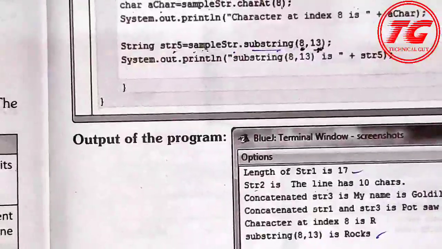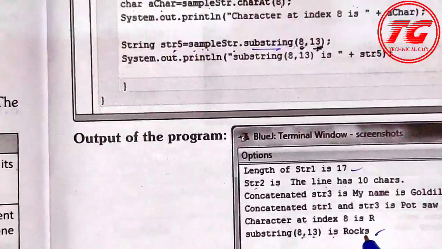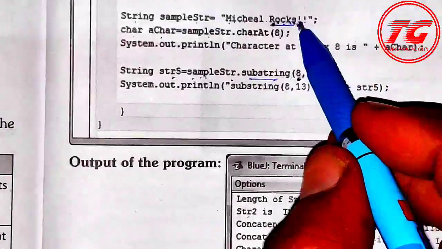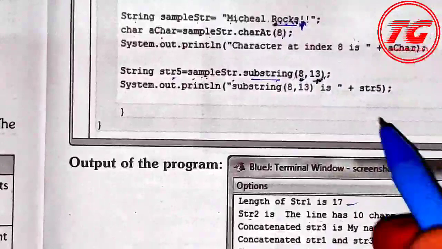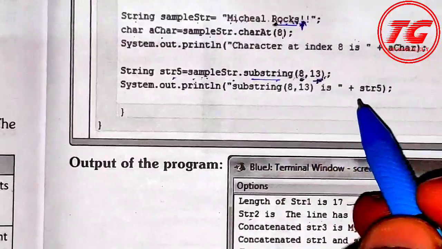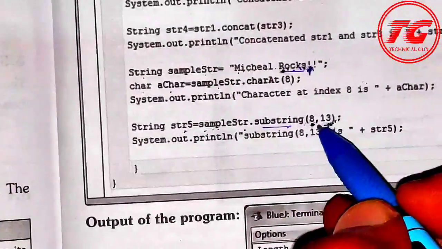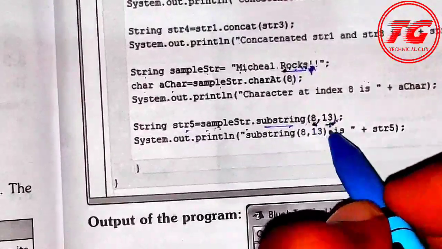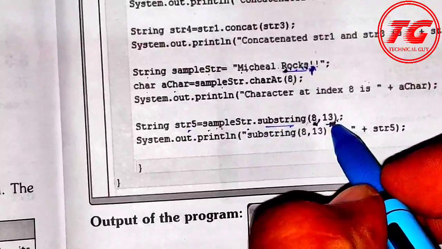So here you can see the output. Substring 8 to 13 is "rocks". So it did not return the exclamation sign which is present at the 13th index, because 8 to 13 means 8 to 12 it will return. You have to keep this in mind while solving sums in the exam: the substring method will return a substring from the given starting index till the ending index, but it will not include the ending argument.